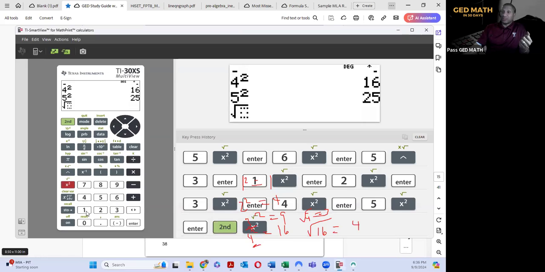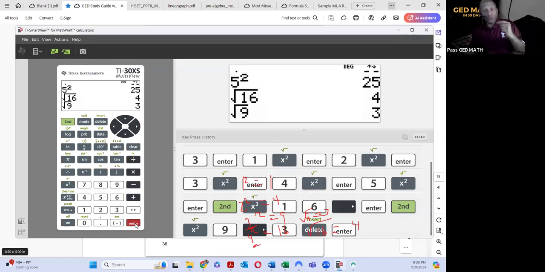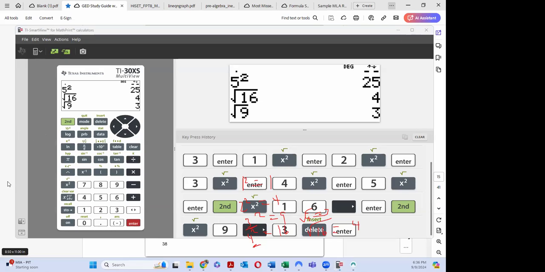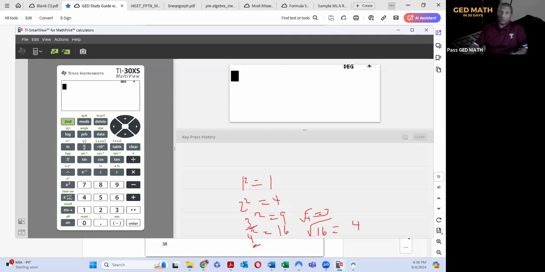Okay. Square root of 16 is 4. Square root of 9 is 3. Oops. It's 3. That way you know them. So when you go to see Pythagorean theorem, you know your squares and your square roots already. And that's one of the first 5 problems that most people miss: your square roots, cubes, and cube roots. Most people miss one of the most missed questions.